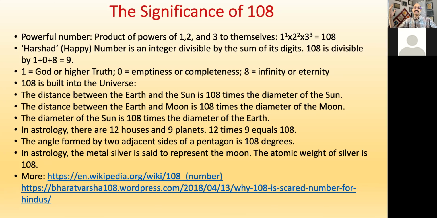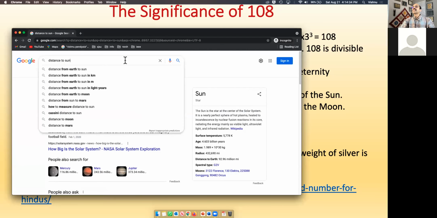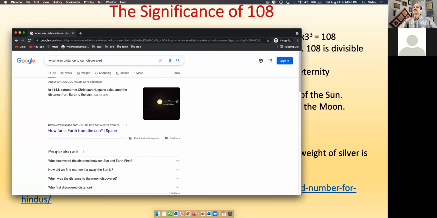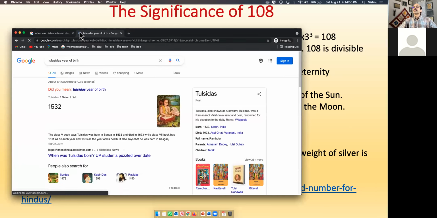So see how accurate that is, and when was this discovered? 1653. And when was Tulsidas born? 1532. Wow. See, in 1532, Tulsidas wrote Hanuman Chalisa. I mean, around 1532 he was born, but he must have written Hanuman Chalisa maybe when he was like 30 years or 40 years or whatever.